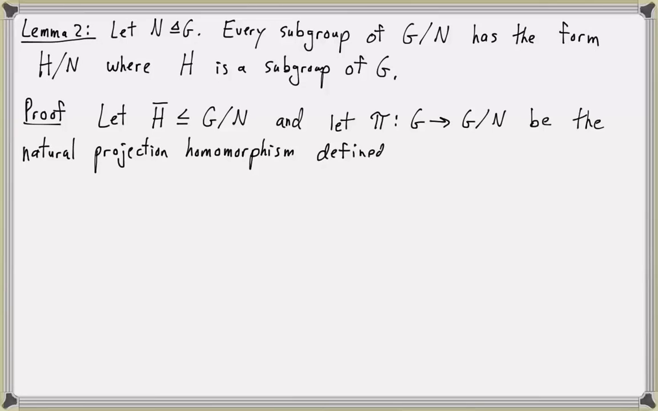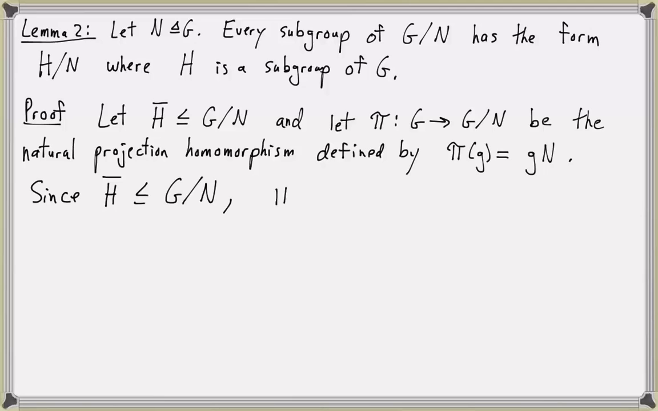Which, if you recall, is defined by pi of an element g just equals the left coset gN. Now, we have the fact that H bar is a subgroup of G mod N. Then the preimage pi inverse of H bar, which is the set of elements in G that get mapped to H bar, is actually a subgroup of G. So we have a homomorphism, then the preimage of a subgroup in the codomain is a subgroup of the domain. So the preimage of H bar is a subgroup of G.